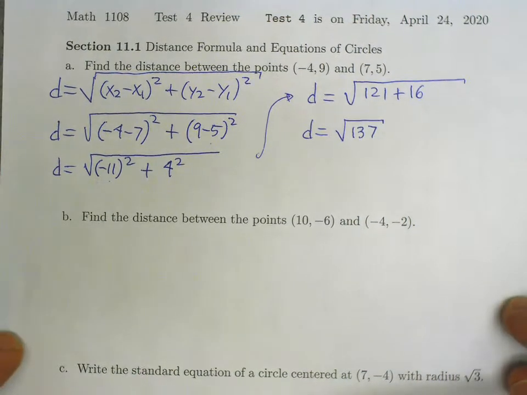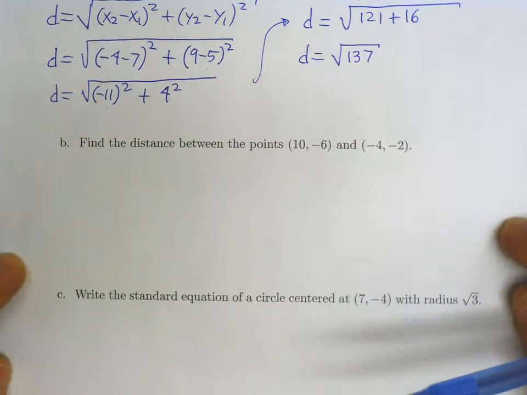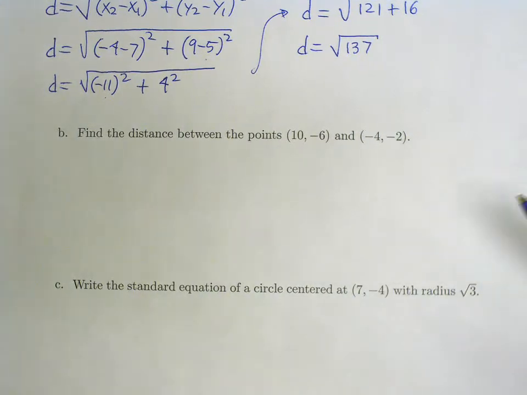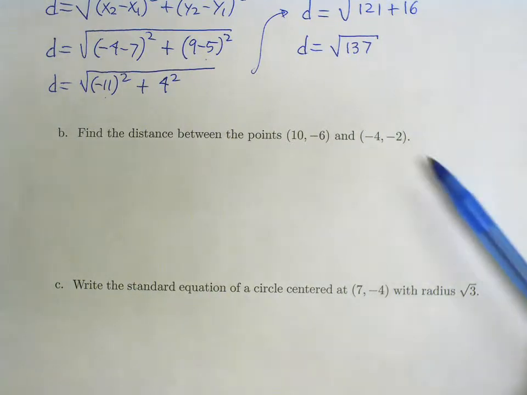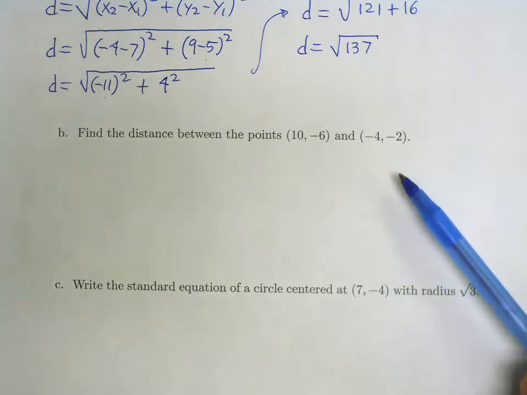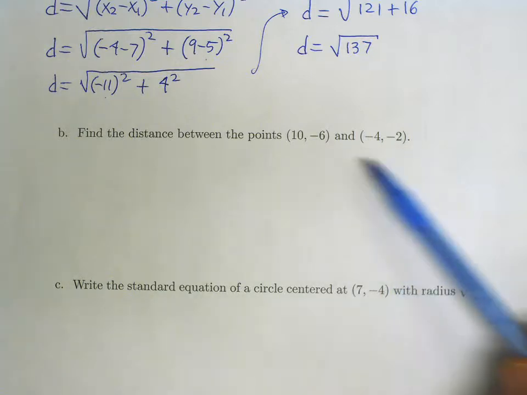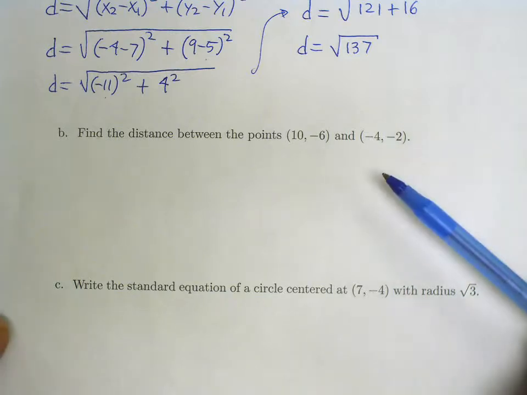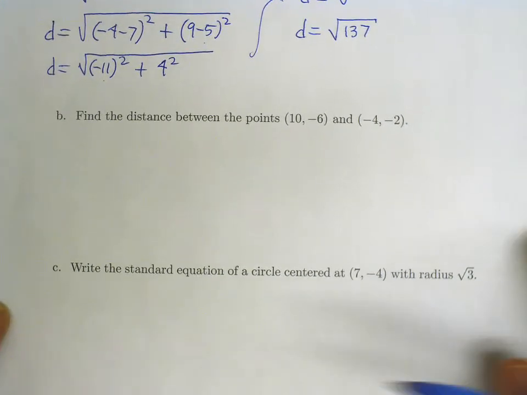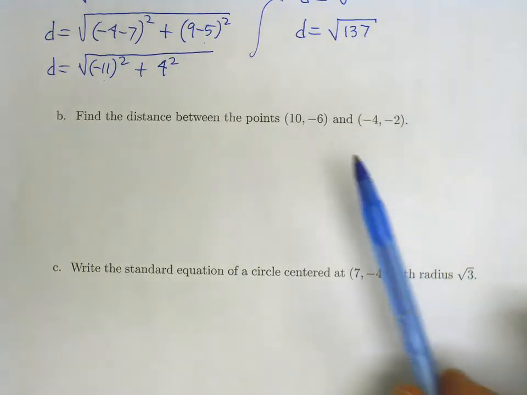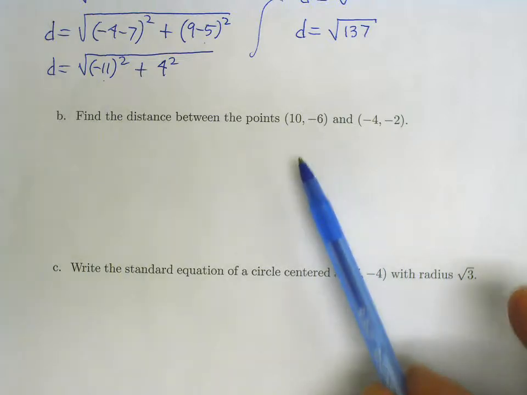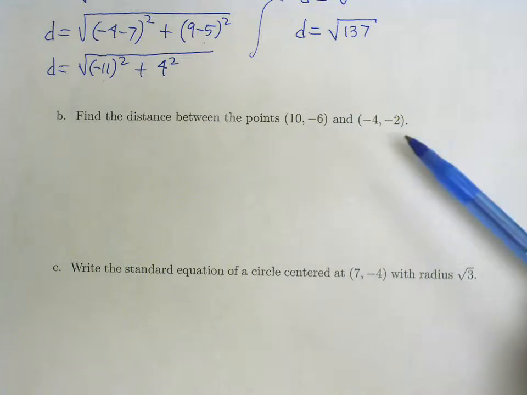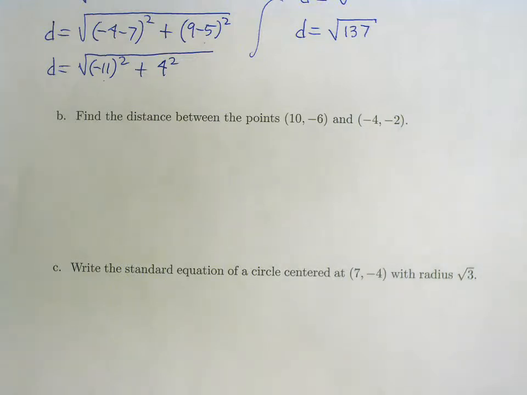Okay, we'll do another example. So make sure that you have all of the issues regarding adding and subtracting positive and negative numbers. Make sure that you have all of those worked out. All it takes is one mistake to throw everything off. Okay, so we'll use the distance formula to find the distance between the point (10, -6) and the point (-4, -2).